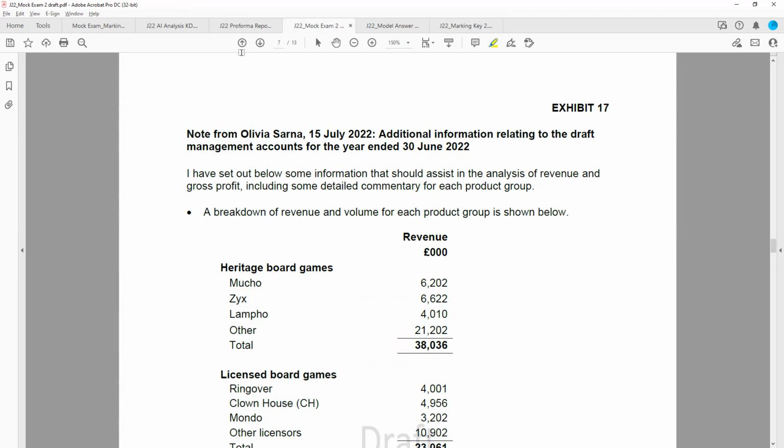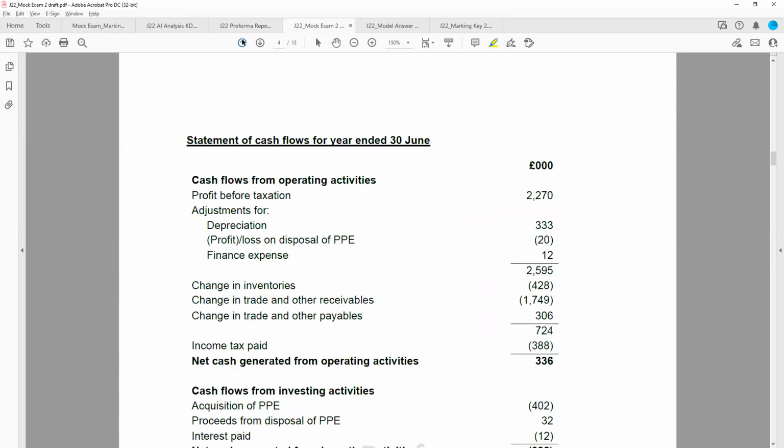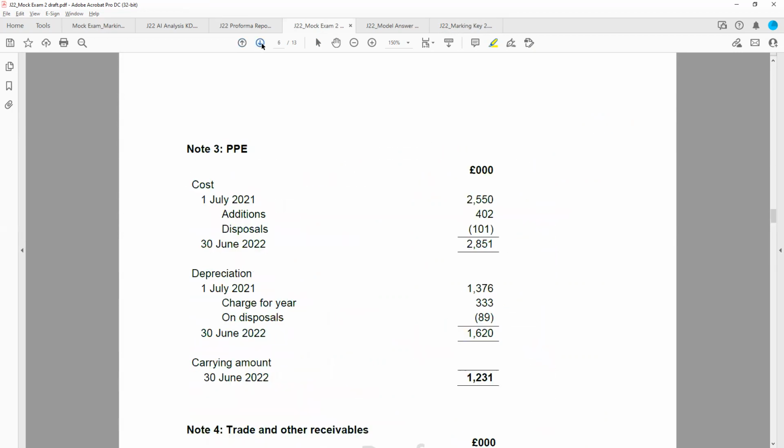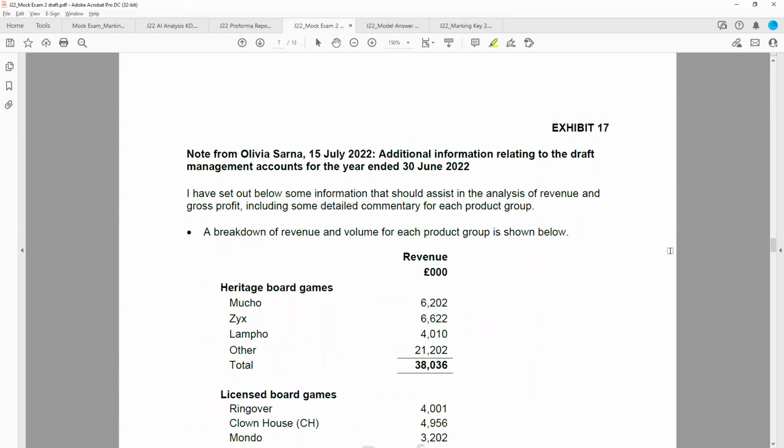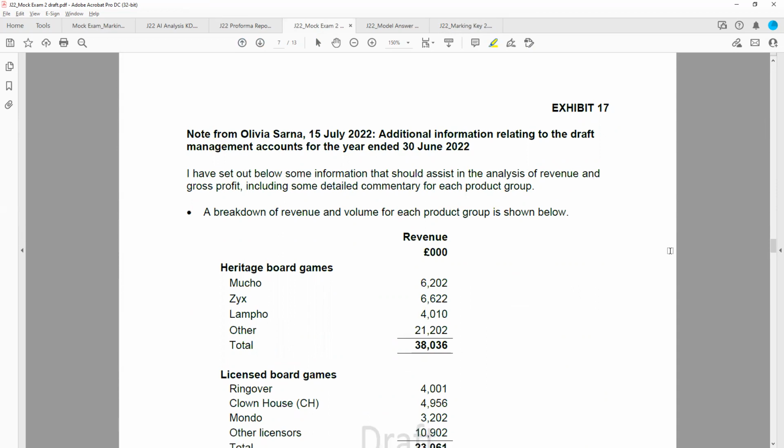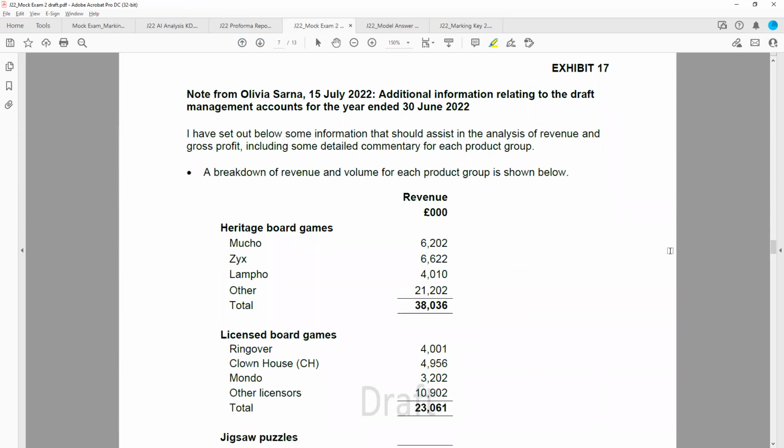So then, as we would expect, of course, we're going to get the latest set of accounts, and then we're also going to have some information on things which have happened during the year. So as we would expect, we've got a breakdown by each product group. So we've got the note from the finance director shortly before the exam date, giving us some additional information. Here's some additional information that will help you with your analysis.